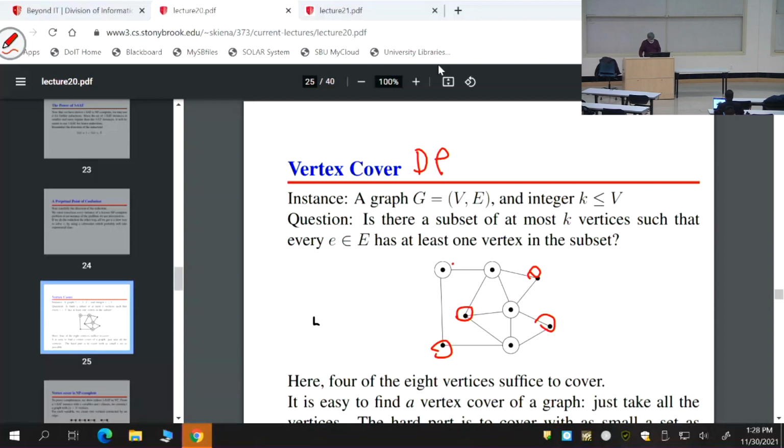Actually, this one is uncovered, this one is uncovered, and this one is uncovered, right? So the circled vertices make a cover, okay? They're a set of vertices that cover all the edges in the graph. Any questions? Does this sound like any other problem that you've had in this class?